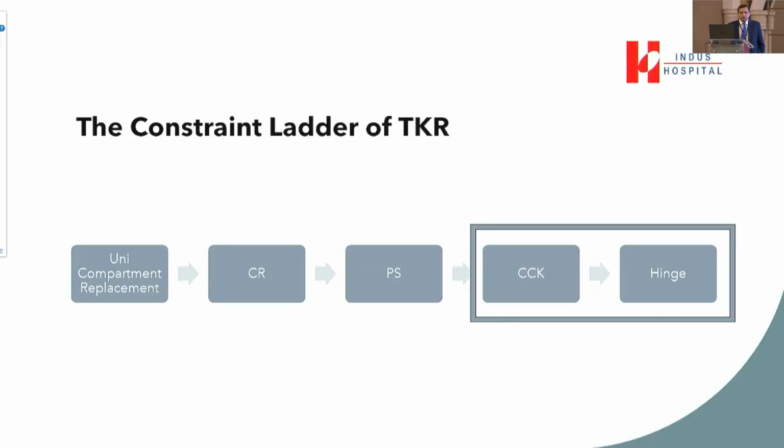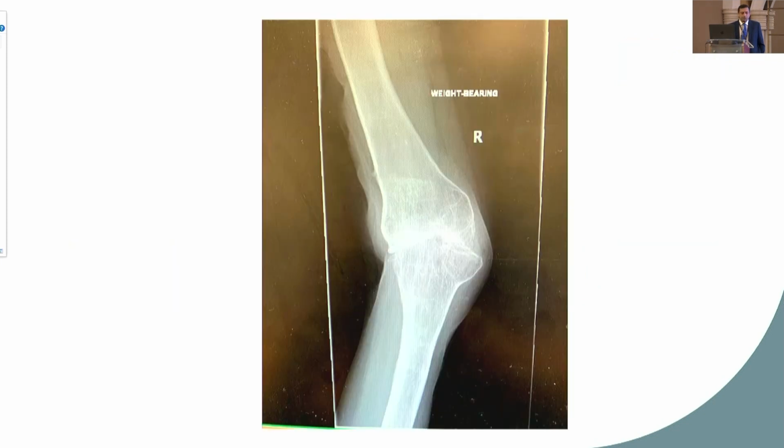So if we move up the ladder, CCK and hinge, this is a case, unfortunately, I can't get her post-op X-ray. This is a case I assisted in when I was doing my arthroplasty fellowship in Liverpool. She had fibular hemimelia, and she was referred for an amputation, but had a hinge and did very well.